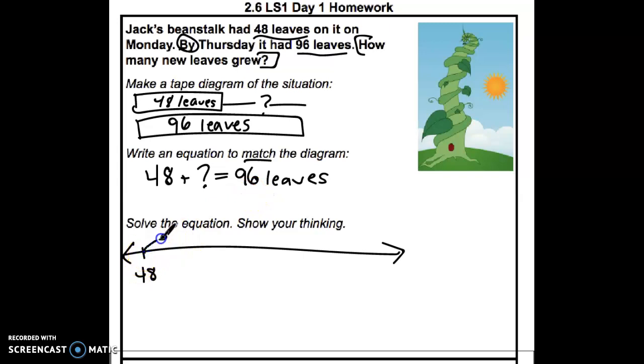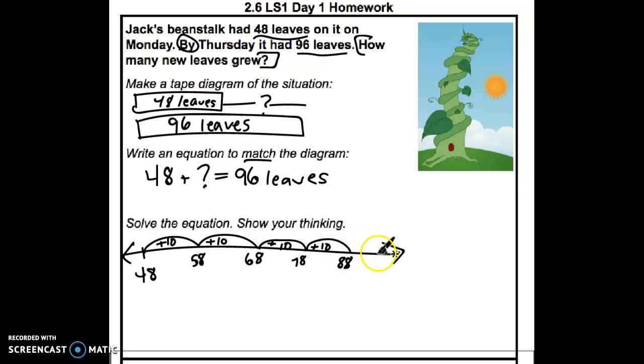So let's start with the Big 10 jump. 48 plus 10 is 58. Let's keep going till we get close to 96. 58 plus 10 is 68. Almost there, not quite though. Let's do another 10 jump. That's a plus sign. 68 plus 10 is 78. Not there to 96 yet, so let's jump again. So 78 plus 10 is 88.